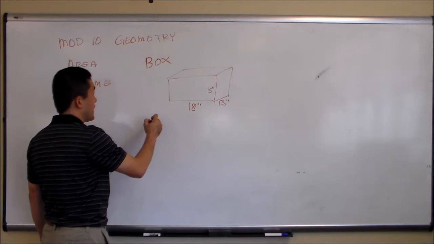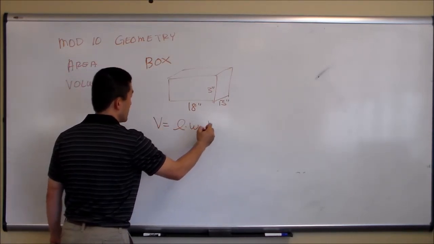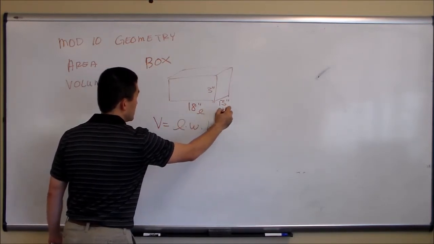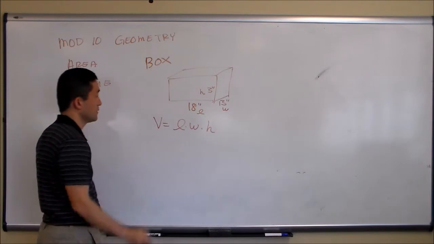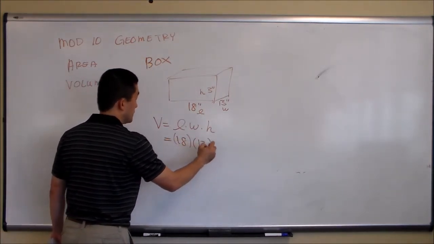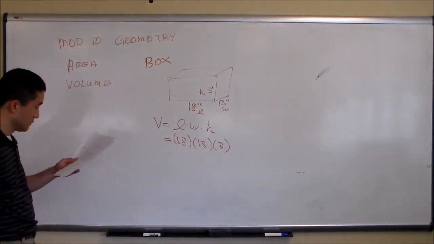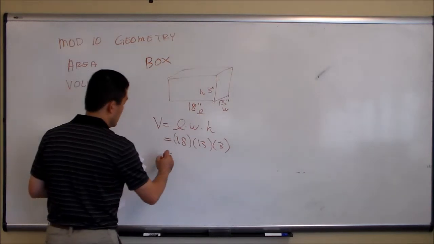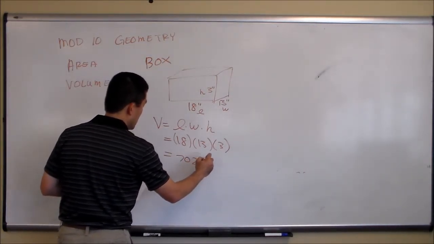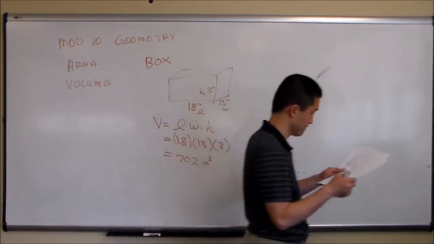The volume for the box is length times width times the height. This is considered length, that's width, and then the height. So easy: 18, 13, 3. If you do the math, you get 702 inches cubed. Okay, so that's the volume.